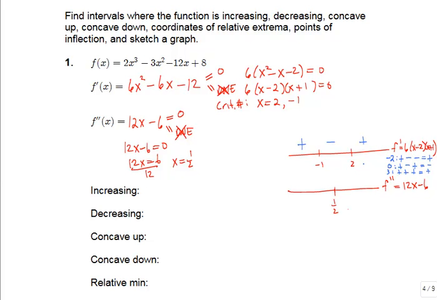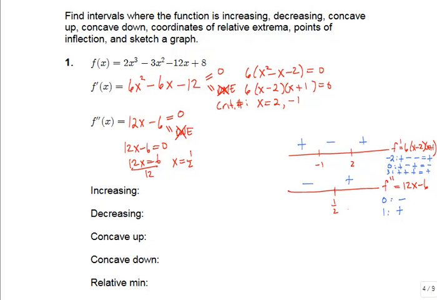Okay? Now we're going to do the same thing, but this time we're going to be testing into the second derivative because we're doing our second derivative number line. So I need something smaller than a half, say 0. 12 times 0 is 0. 0 minus 6 will be negative. So this is minus. And if I pick something bigger than a half like 1, 12 times 1 is 12. 12 minus 6 is 6, so that's positive.